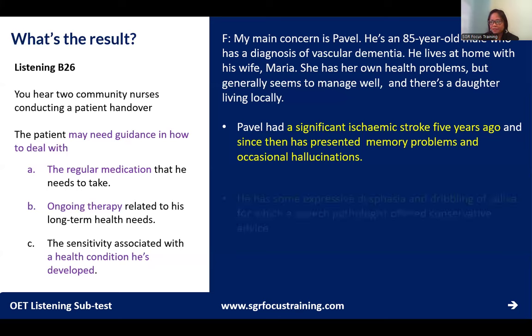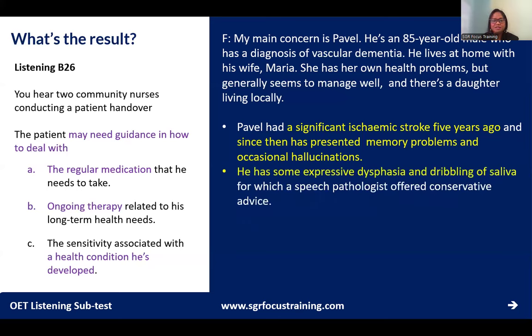Let's continue listening. The next thing that the nurse informed us is that Pavel has expressive dysphagia and dribbling of saliva, for which a speech pathologist offered conservative advice. Again, we do not have any regular medication yet. We do not have an ongoing therapy, and we do not have a medical condition. All we heard was that he got advice, okay? No therapy yet.